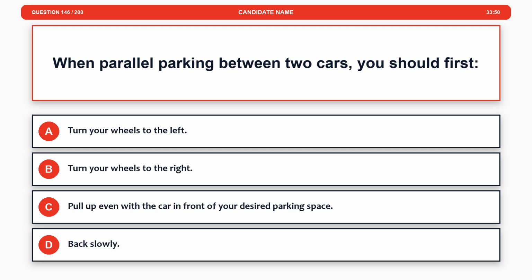Question 146. When parallel parking between two cars, you should first: Option A, turn your wheels to the left. Option B, turn your wheels to the right. Option C, pull up even with the car in front of your desired parking space. Option D, back slowly.